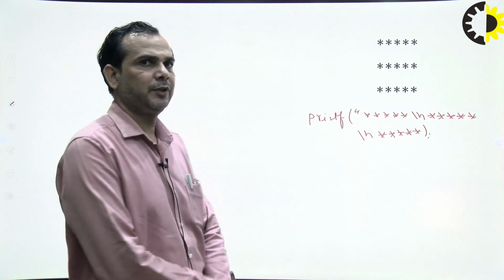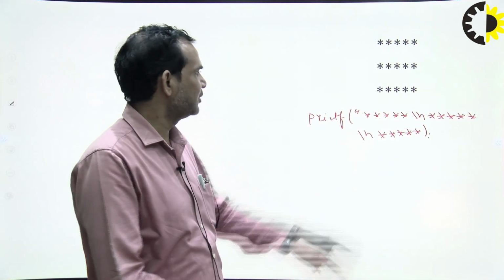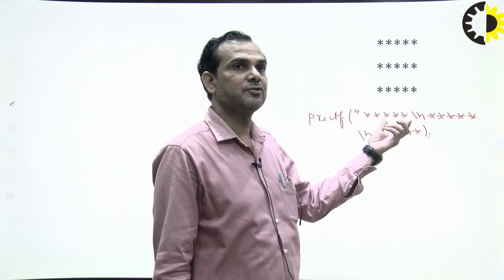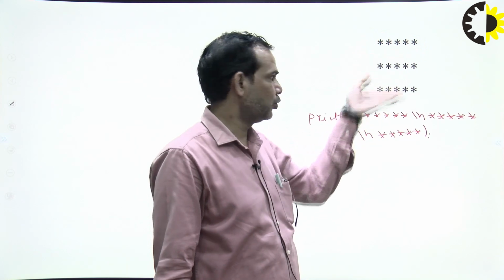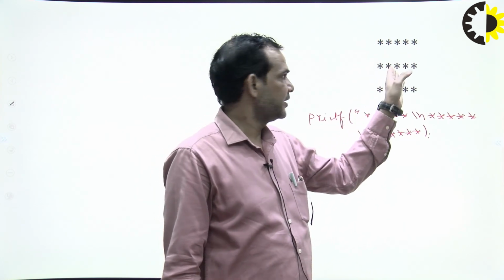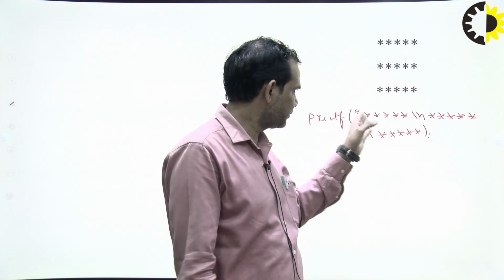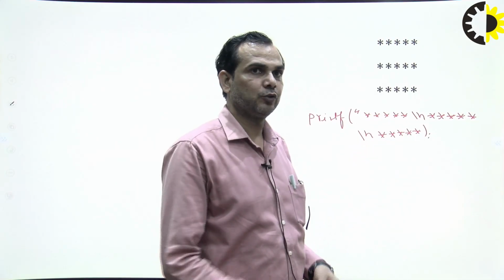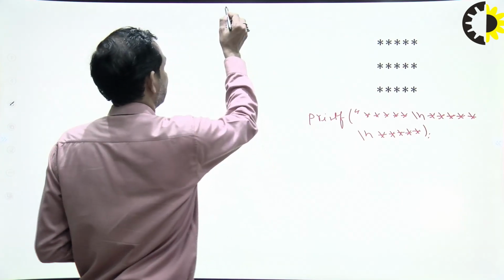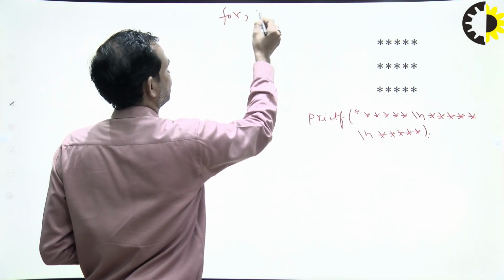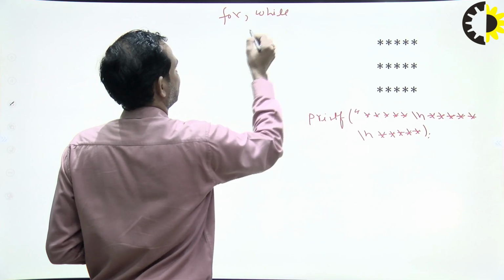If we want to print this pattern, we can use printf, but this is not a good pattern. If we have to increase the number of rows, or the number of stars, how many times do we have to change this value? So this is not a better way. Here we can use any type of loop: the for loop, the while loop, and the do while loop.